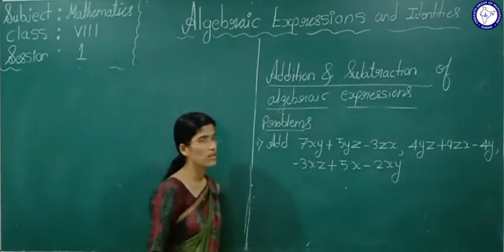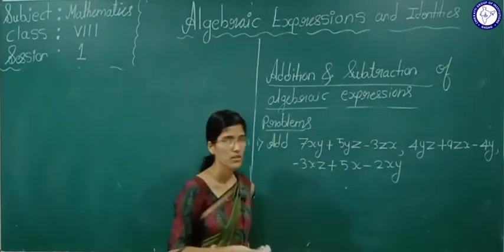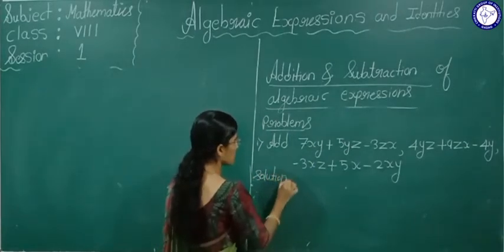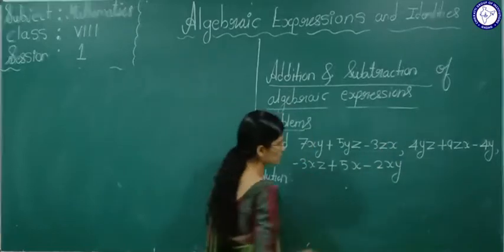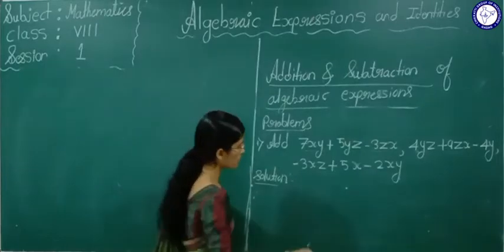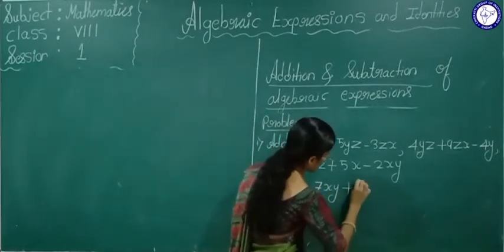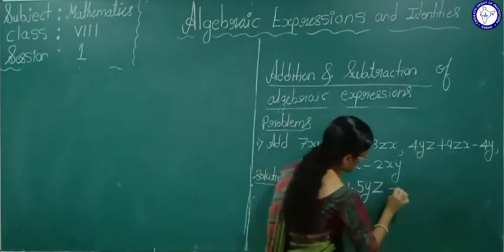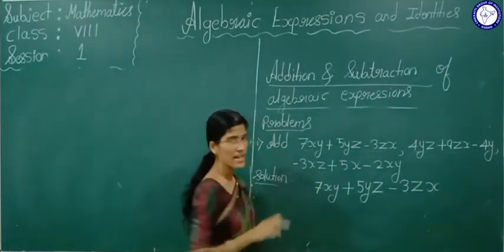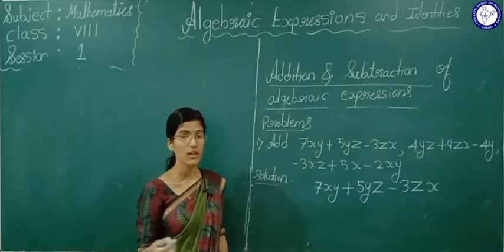Now see, students, we can do this by the horizontal method or the column method. I will tell you here. Solution: they told to add, no? Here one, this is one algebraic expression, this is second, and this is third algebraic expression. Now what we will do here, the first algebraic expression we will write here, 7xy plus 5yz minus 3zx. This is the first algebraic expression. They told add, means what? Plus sign will come, right? We are going to do the addition of that.